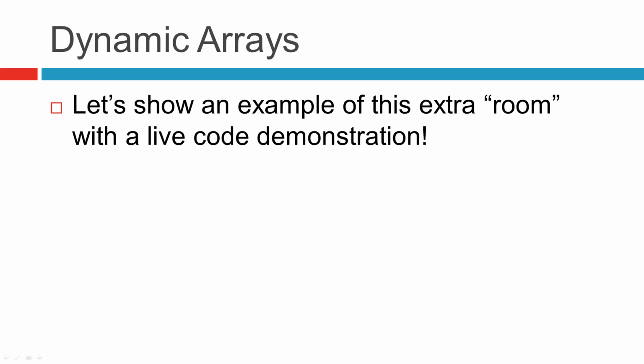So what we're going to do is show a live coding example that really demonstrates the relationship between the size and bytes allocated to a list or array and the actual length of the elements in the array. So let's go ahead and jump to the Jupyter Notebook and show you an example of this.